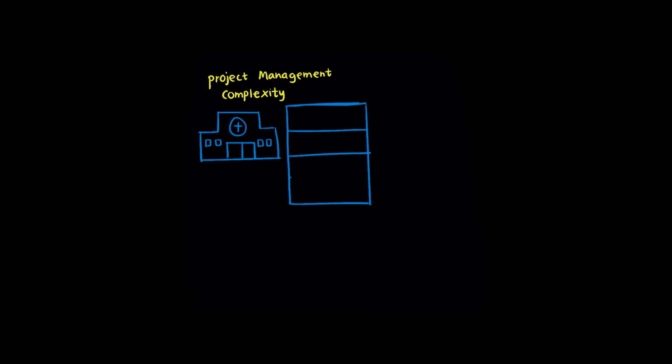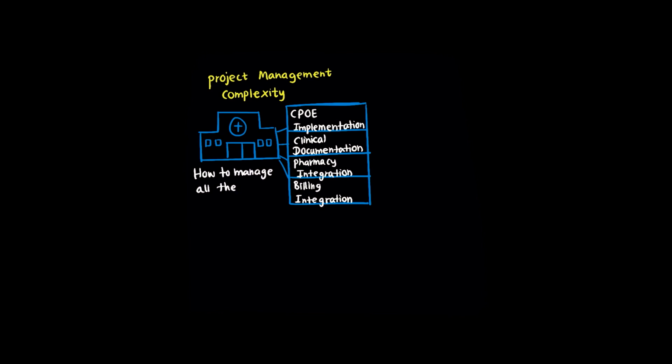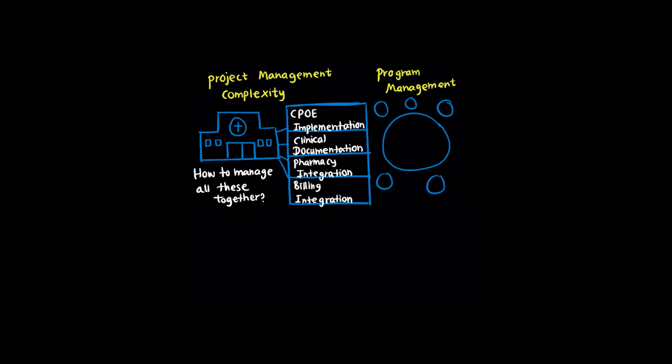To understand organizational complexity in project management, let's explore how healthcare IT initiatives scale. When you're implementing a comprehensive electronic health record across a large hospital system, you're not just managing one project, you're coordinating multiple related projects that all need to work together. Maybe you have one team implementing CPOE, another implementing clinical documentation, another handling pharmacy integration, and another managing billing system connections. These projects are all aligned toward the same goal and affect multiple departments that need coordination. This level of complexity requires program management.